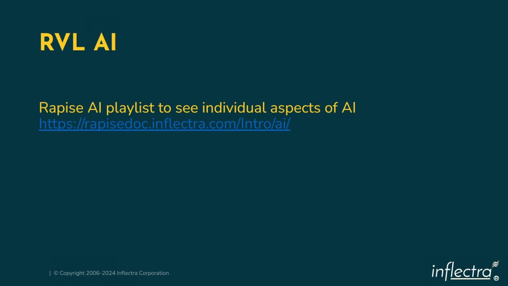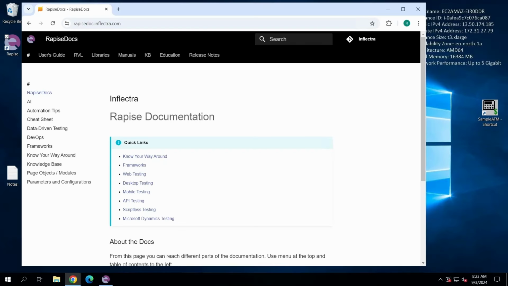A new major feature in Rapise 8.2 is what we call the Rapise AI feature. It is a big set of different things that you will find in Rapise, and the full description goes far beyond the scope of this particular video. So the first thing I'm going to do is explain where you may find this full description.